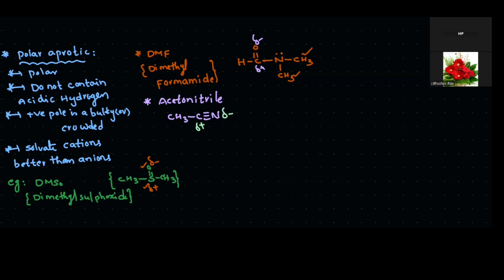Another example is acetone. The formula is CH3, C double bond O, CH3. In this acetone molecule, if you observe, oxygen gets the partial negative and carbon gets the partial positive. Polarity develops here, but there is no acidic hydrogen on this group. Now, next, another molecule.